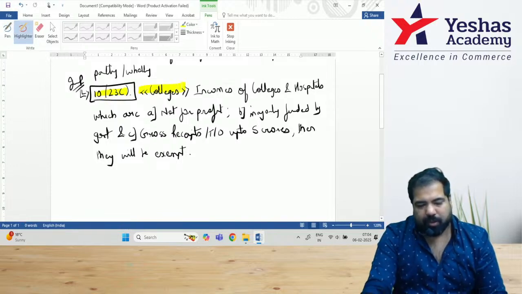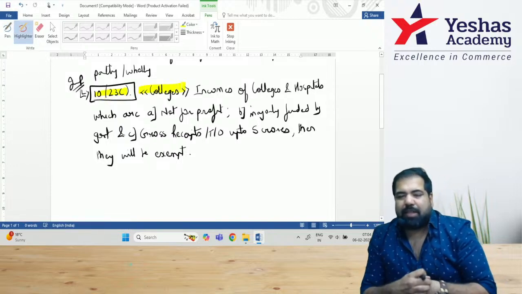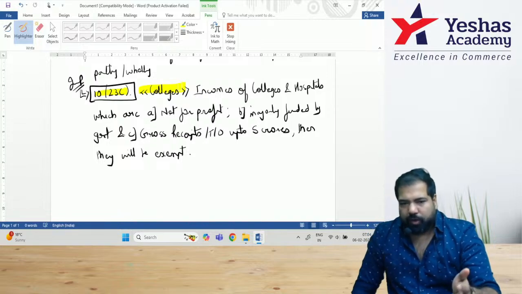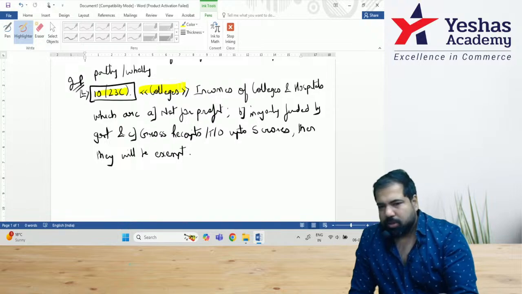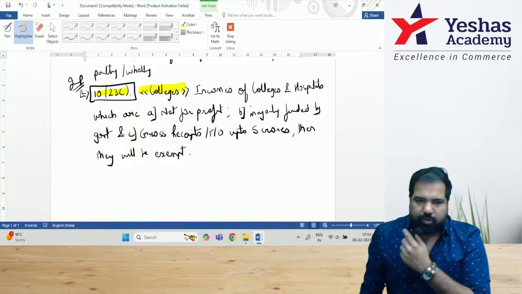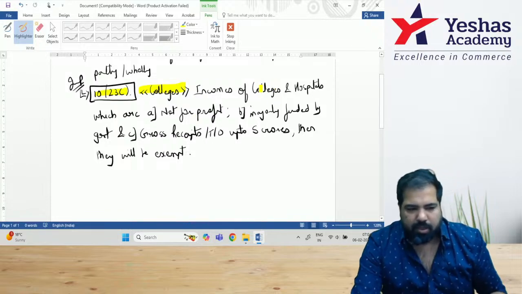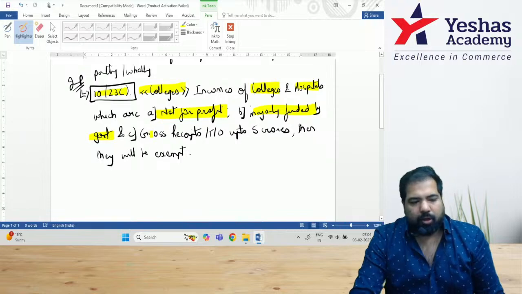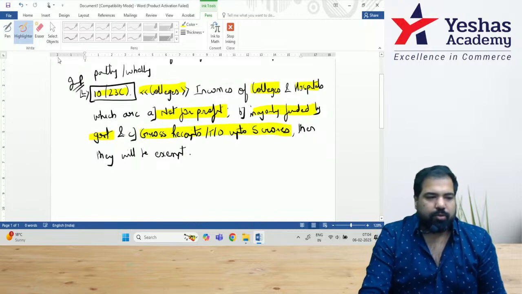1023C also has some other places like PM Cares Fund. Have you heard of PM Cares Fund? Yes, Swachh Ganga Fund, Clean Ganga, Swachh Bharat Abhiyan. All these funds also collect money, but they are also exempted in this same section. But mainly it's colleges and hospitals. So unlike colleges and hospitals, there should be not for profit, majorly funded by the government, and gross receipts turnover up to 5 crores.